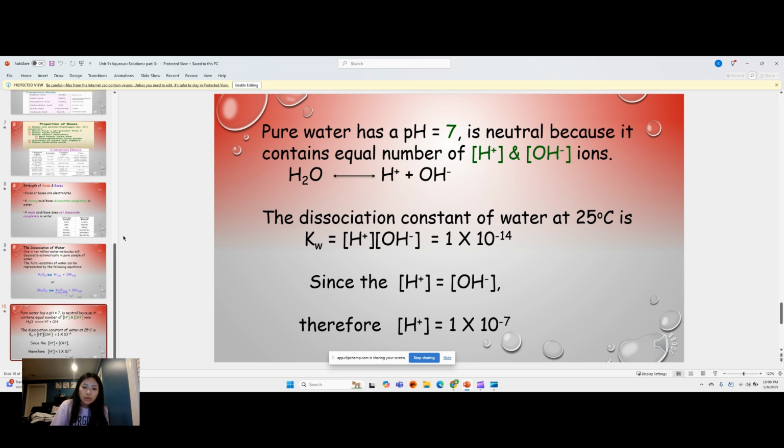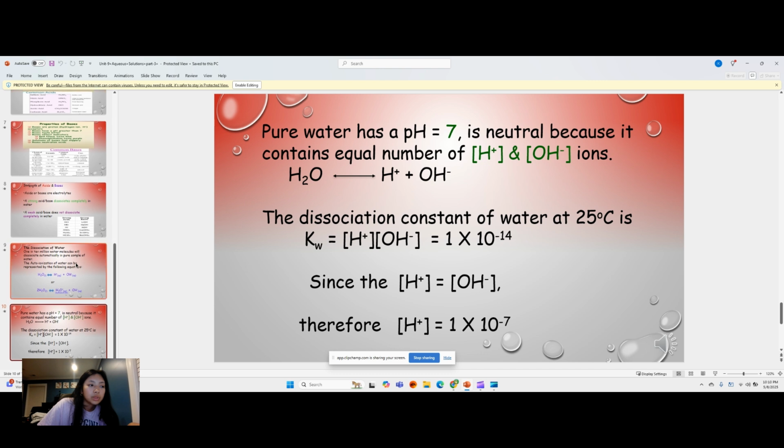So Kw is going to be equal to concentration of hydroxide times the concentration of hydrogen, and it's equal to 1 times 10 to the negative 14th. So the concentration of your hydrogen ion is the same as your concentration of your hydroxide ion.